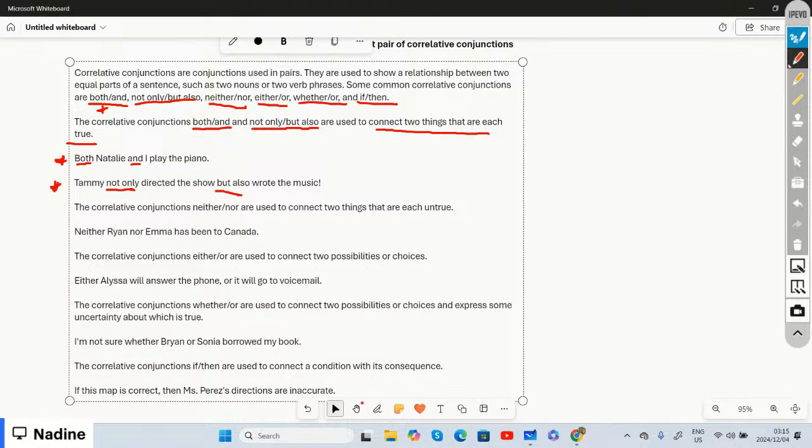And then if you look at the correlative conjunction neither, nor, it is used to connect two things that are each untrue, meaning it's not one of that. That is what it means. It's not one of that. Neither, nor.